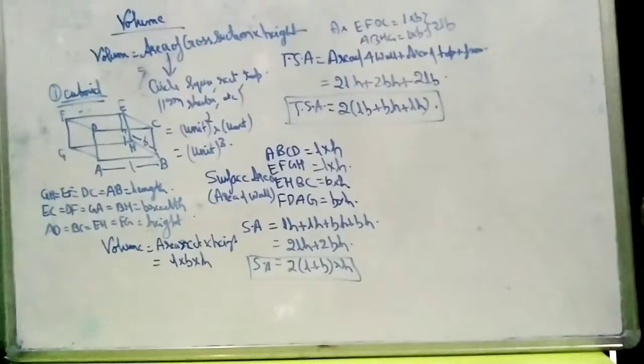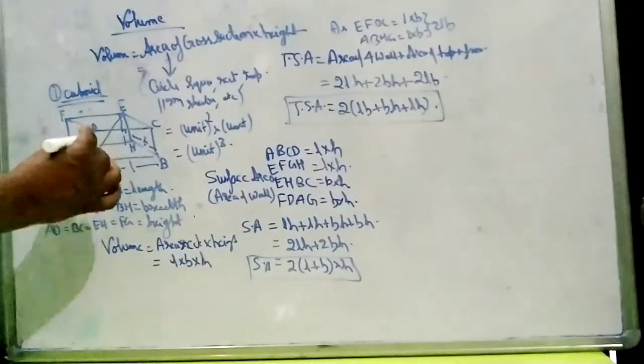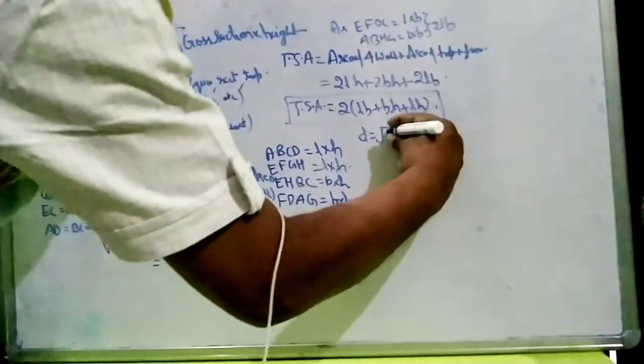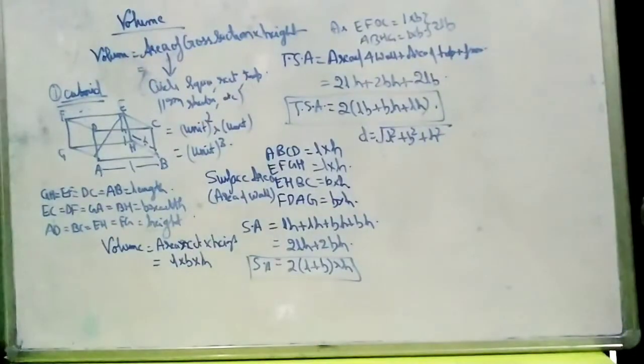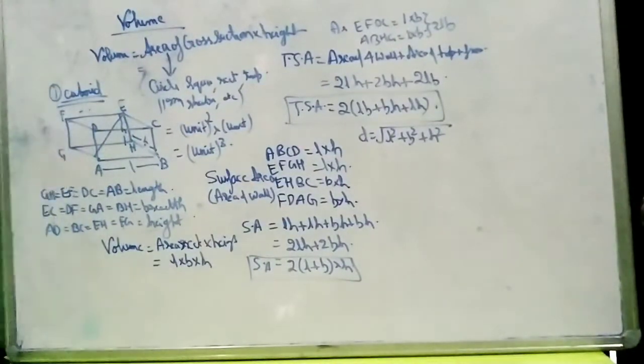Now what will be the maximum length of rod that can be kept inside the cuboid? That will be the diagonal. So diagonal D is equal to under root of L square plus B square plus H square. That will give the maximum length that can be put inside the cuboid.